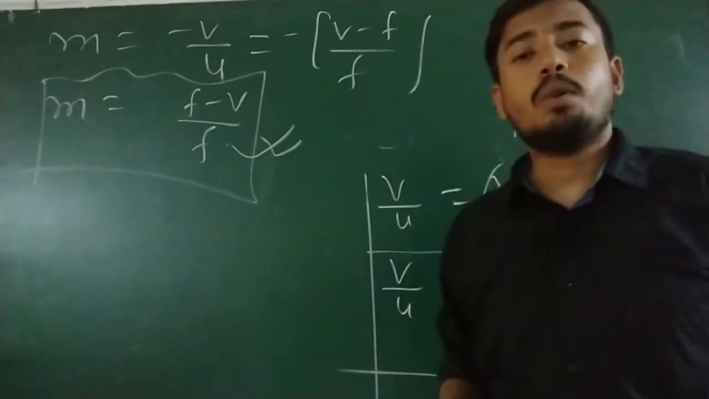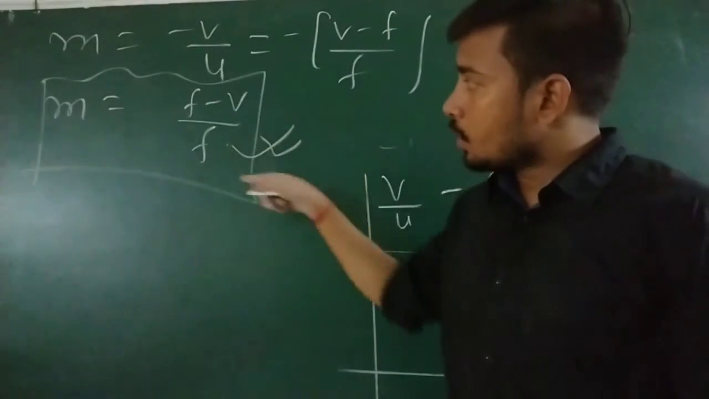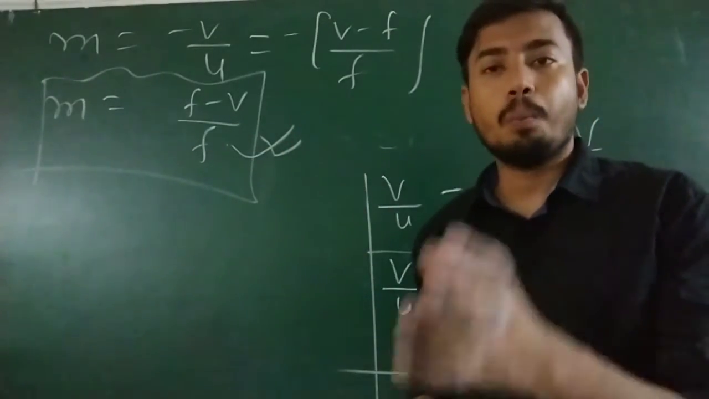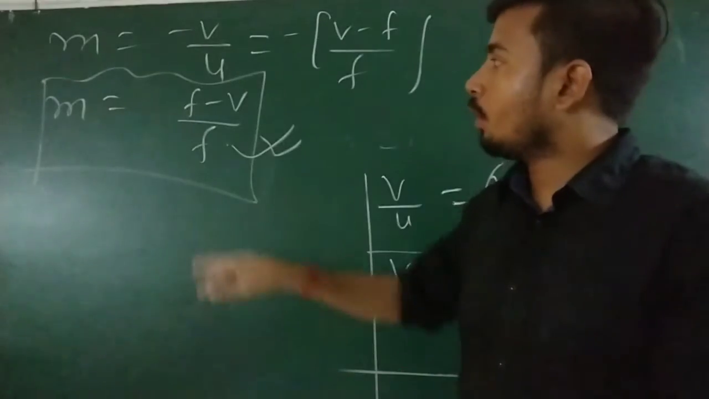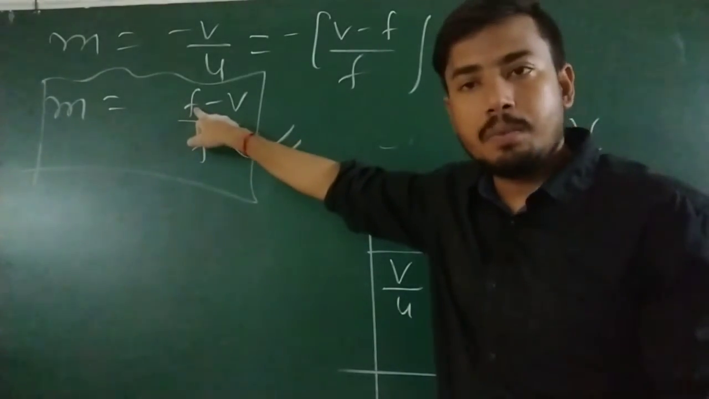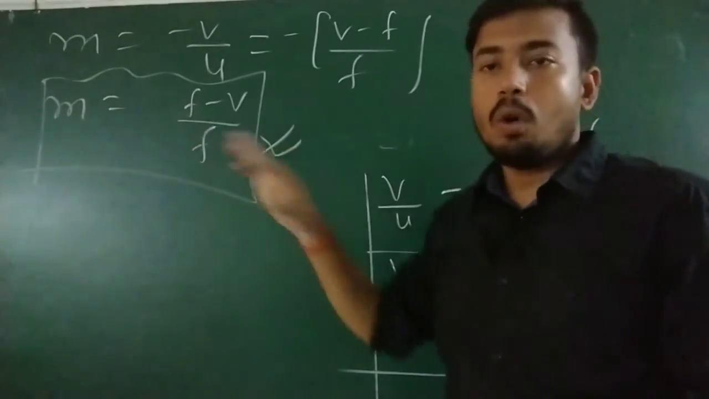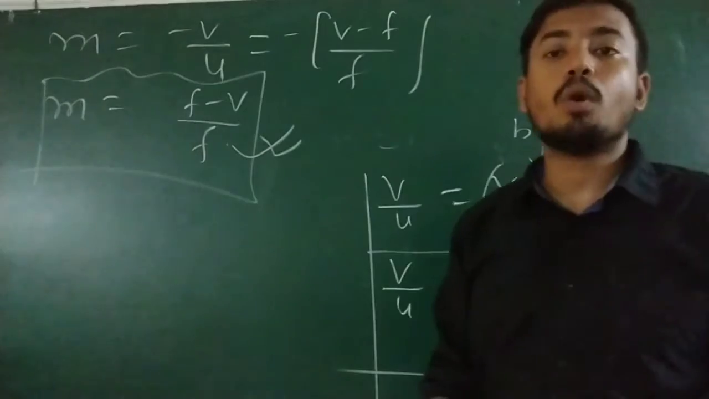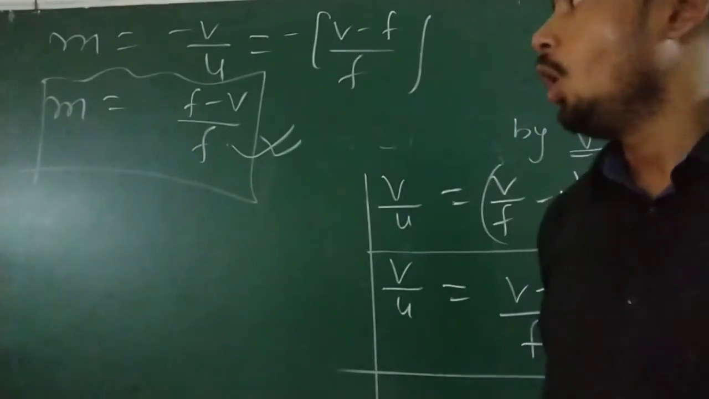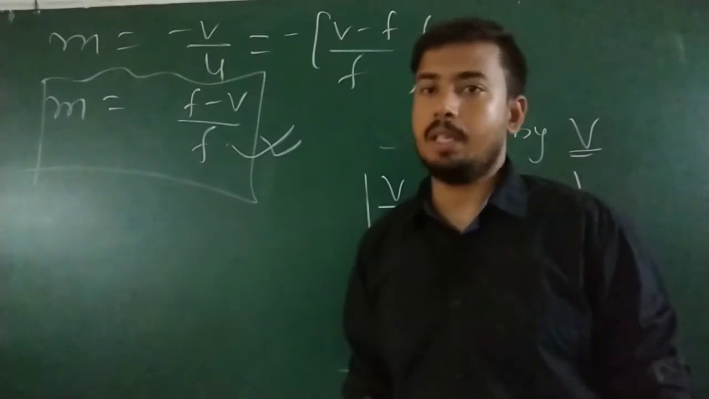The most important thing is that all the data you have to take with proper sign. It means for concave mirror, you have to put f with negative sign. For convex mirror, you have to put f with positive sign. Getting my points? So all the things you have to take with proper sign convention, right? Okay, so this is all about lateral magnification.